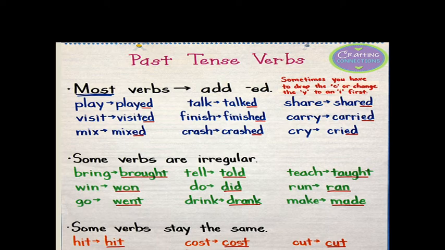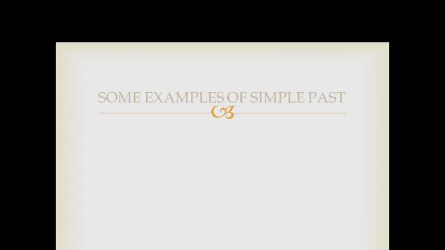Some verbs are irregular: bring, brought; tell, told; teach, taught; win, won; do, did; run, ran; go, went; drink, drank; make, made. And some verbs stay the same, there are no changes: hit, hit; cost, cost; cut, cut; quit, quit; hurt, hurt; put, put.